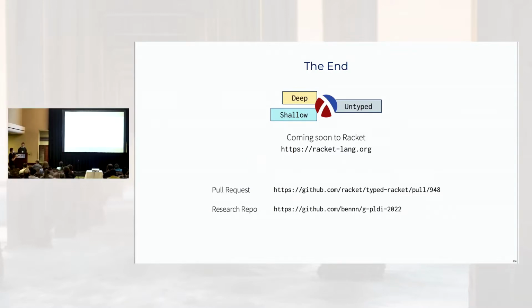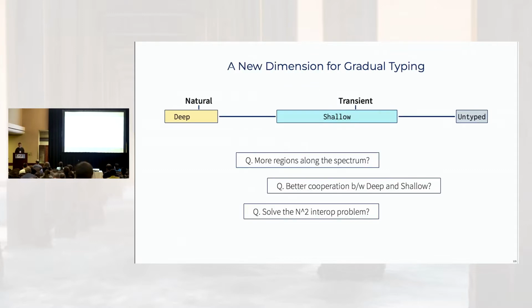So I have one to start. On the spectrum, do you think there's particularly fruitful regions to explore? Yes. So the big issue with transient is that there's no way of remembering what we learned about the value. Since values just flow across the boundary and there's no annotation, there's no wrapper, we need some kind of semantics with a lightweight way to remember this, and then we would have better interoperability, I think, with less overhead at the boundary.